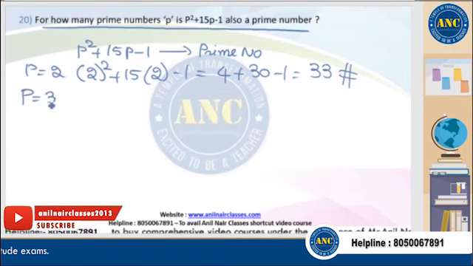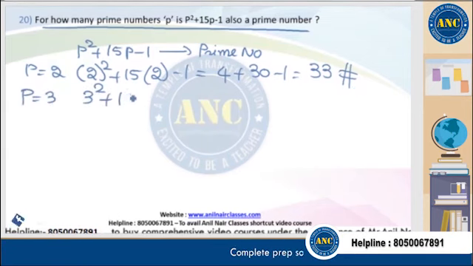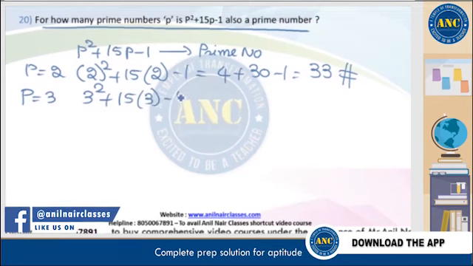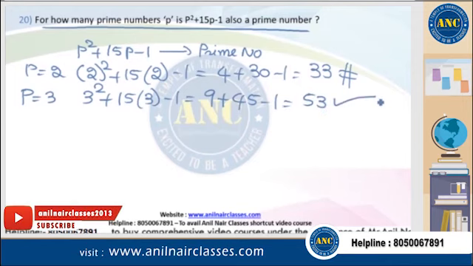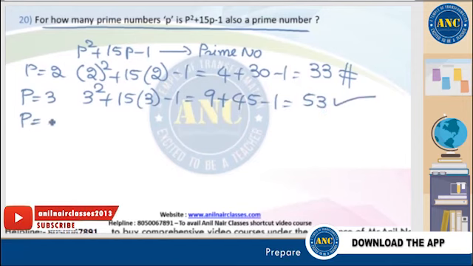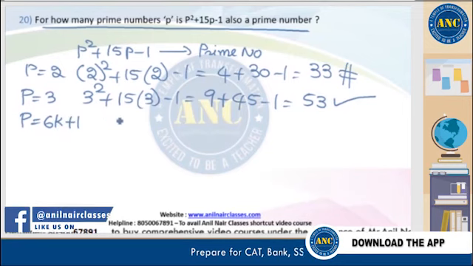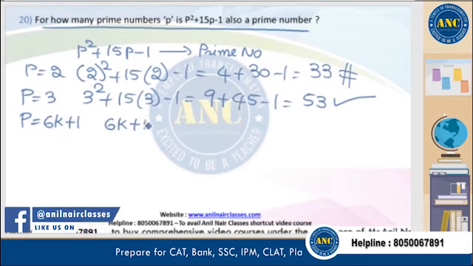P value 3. This will become 3 square plus 15 into 3 minus 1. 9 plus 45 minus 1, which is 53. 53 is a prime number. Every prime number greater than 3 is 6k plus or minus 1.